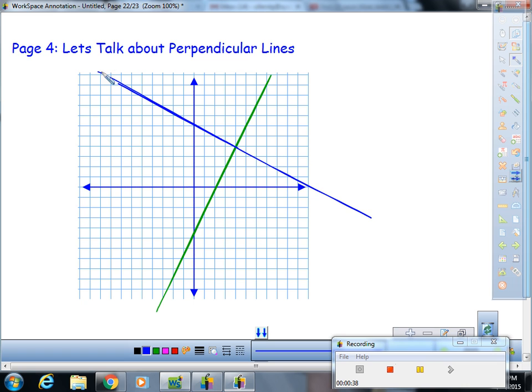Okay. That green line appears to be perpendicular with the blue line. But we can't just go on appearance.